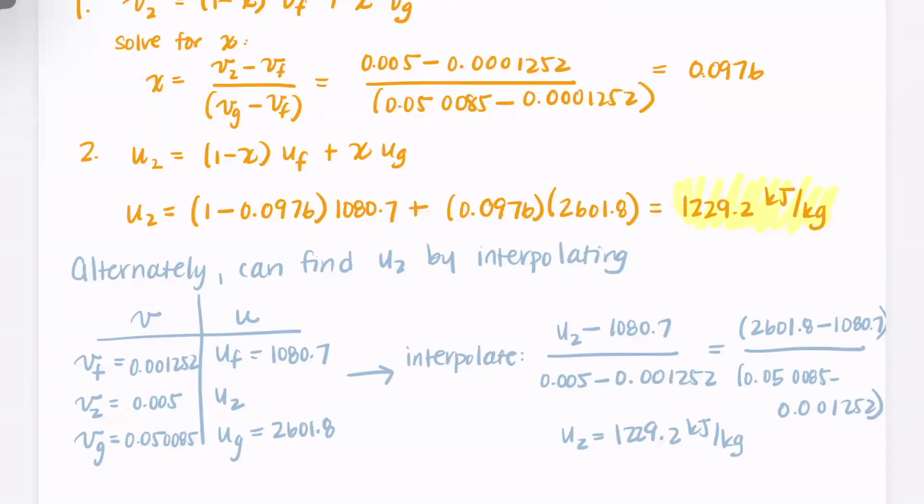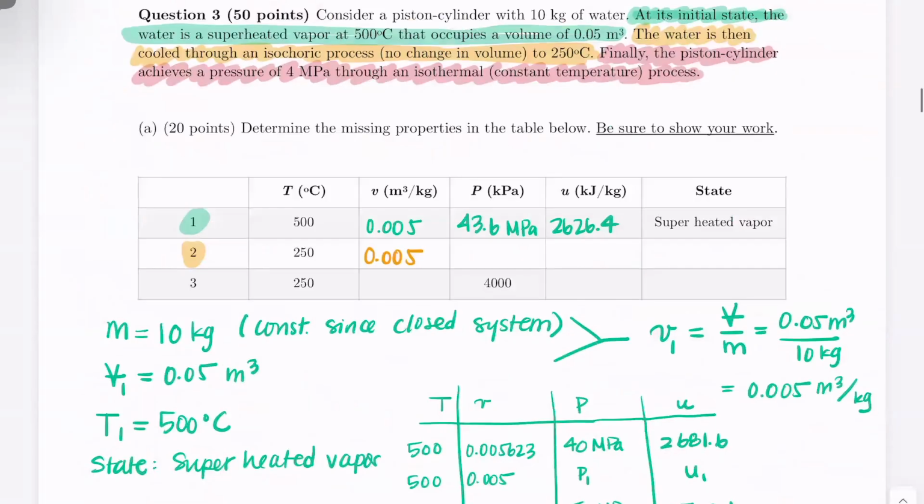Okay, cool. All right, so I'm going to fill this into our table. So we found that our pressure is our saturation pressure, which is 3.976 MPa. Our internal energy is 1229.2. And then this is a saturated liquid-vapor mixture. Right?